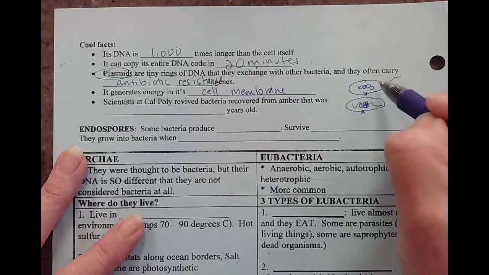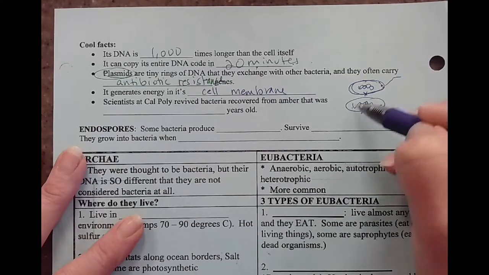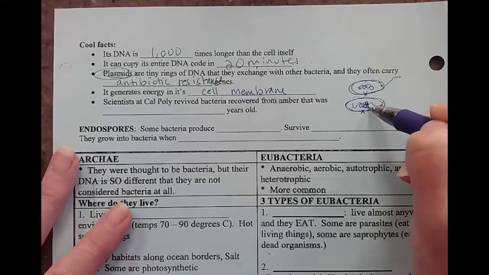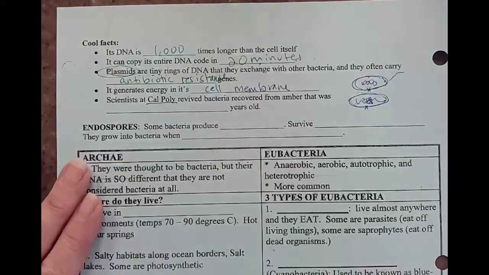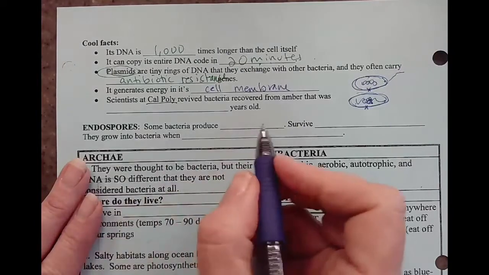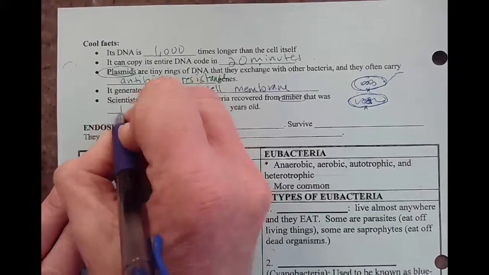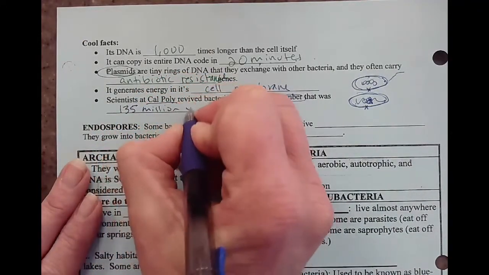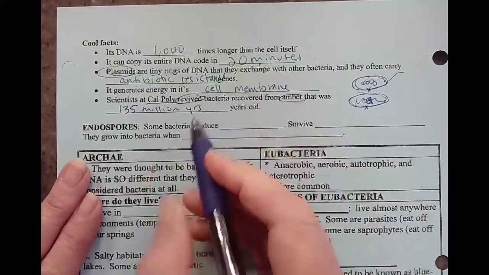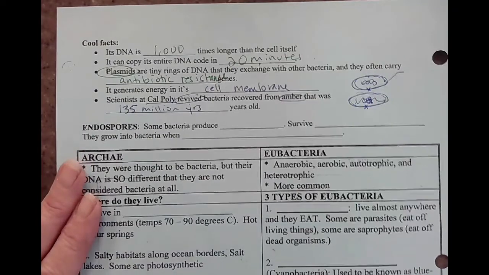Most scientists think that these prokaryotic cells ended up becoming a symbiotic relationship with our cells as an energy maker, and then those are today's mitochondria. And just recently, scientists at Cal Poly San Luis Obispo recovered bacteria from amber, which is fossilized tree sap, and it was 135 million years old, and they revived it. They brought the bacteria back to life, which is absolutely insane, and they just did that a little while ago.